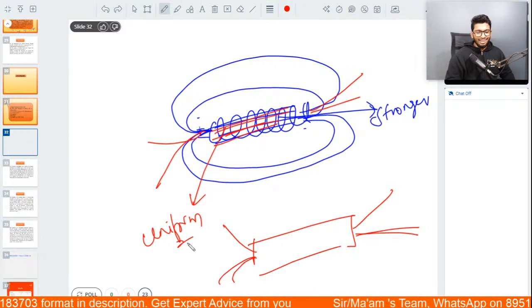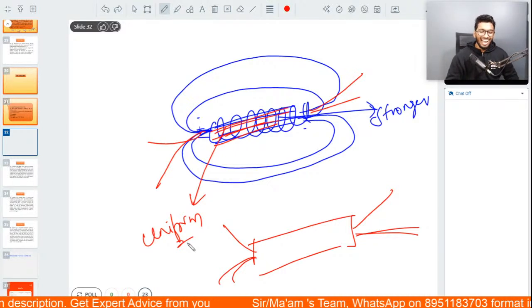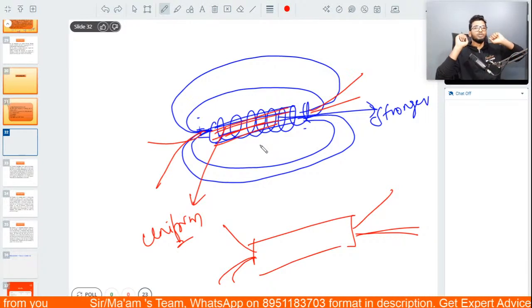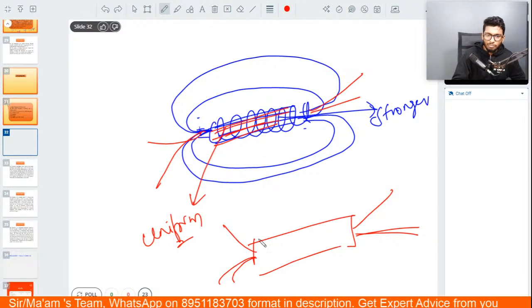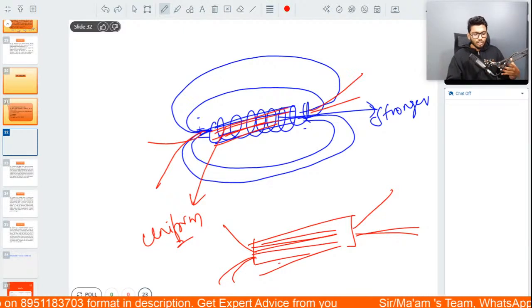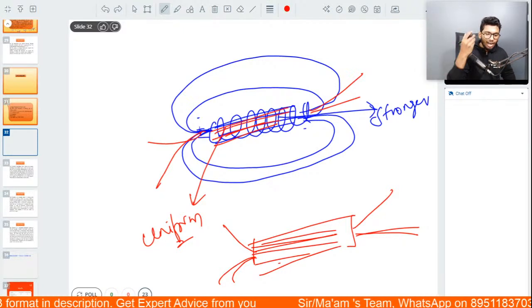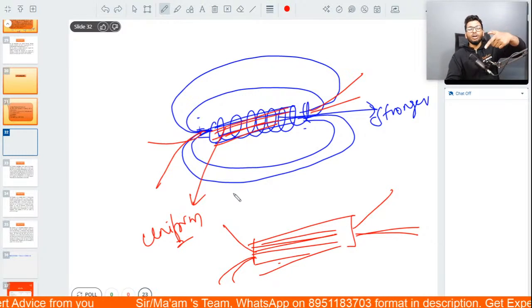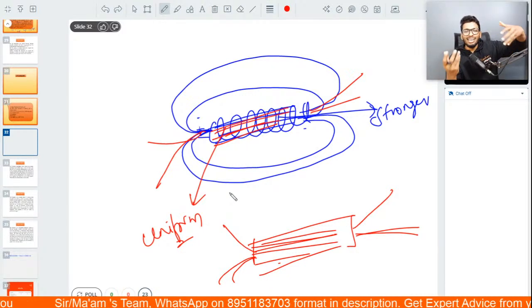I know it's uniform. See, it is definitely uniform, but it's also stronger because it's very close to each other, no doubt. See, the thing is that in a bar magnet, the magnetic field lines are inside. Since it's a solid structure, you can't really feel it. You can't really experience it. But a solenoid, on the other hand, is hollow. You can actually experience this.